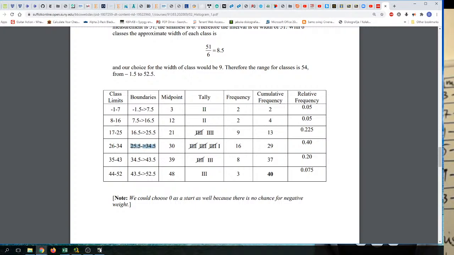The next boundary, 25.5 to 34.5. The next one, 34.5 to 43.5. The next one, 43.5 to 52.5.